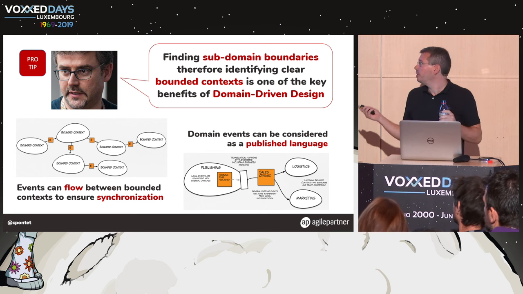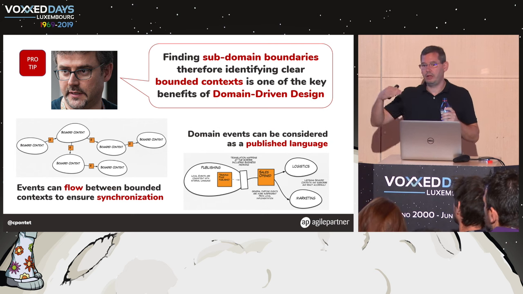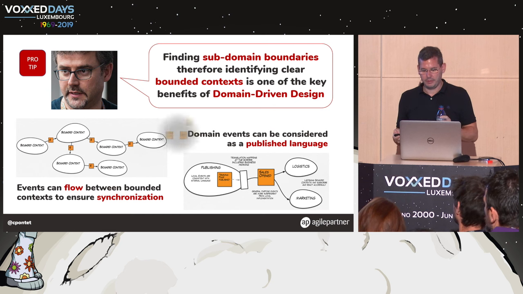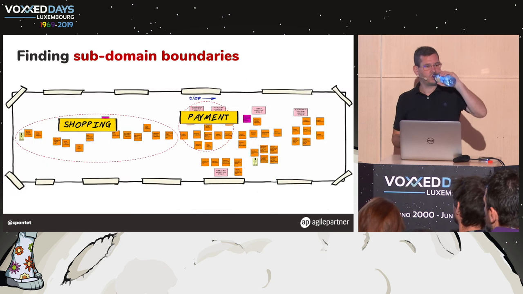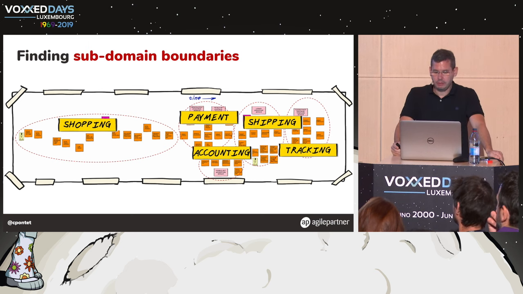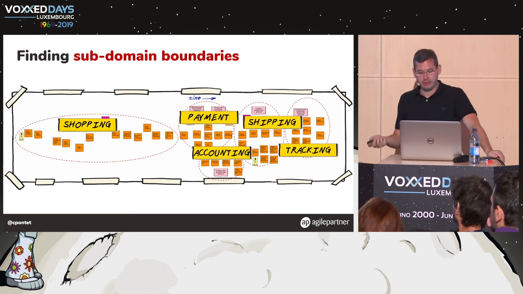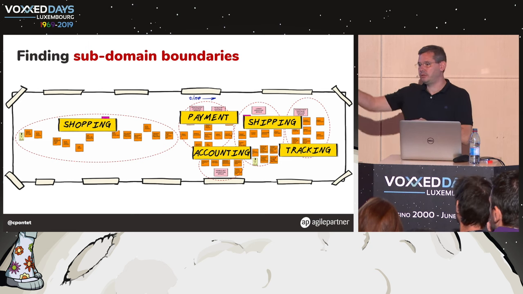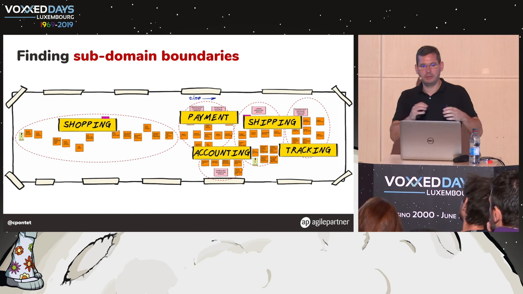And you can have these nice events, higher level events with a higher level of abstraction, that flow between these bounded contexts to synchronize them. So in our case, you have the shopping subdomain, you have the payment subdomain, you have the accounting, the shipping, the tracking. And all these subdomains, they probably need to either be coded by your team or you need to integrate with an external system and wrap this integration nicely.